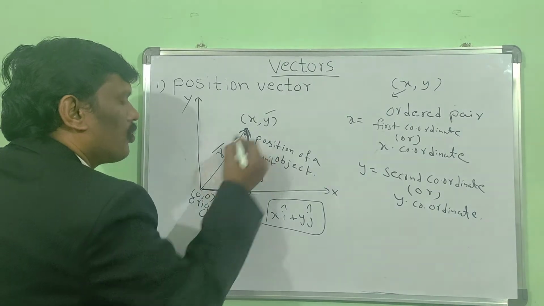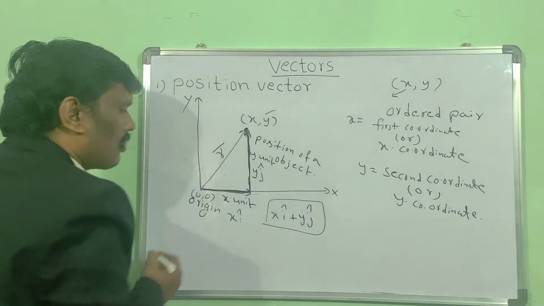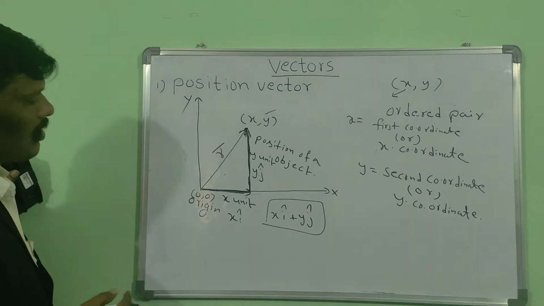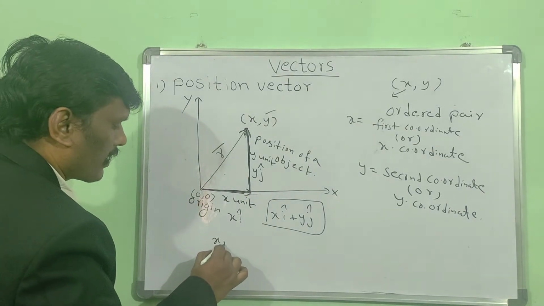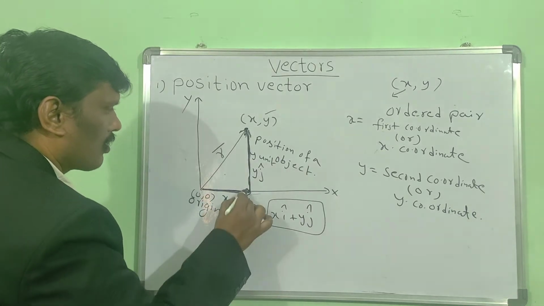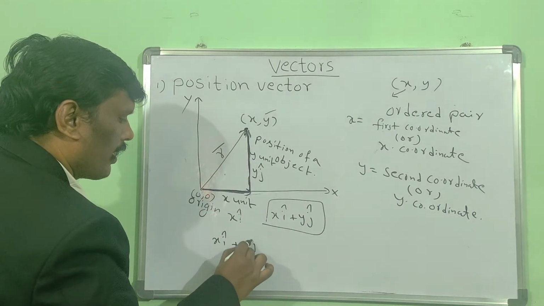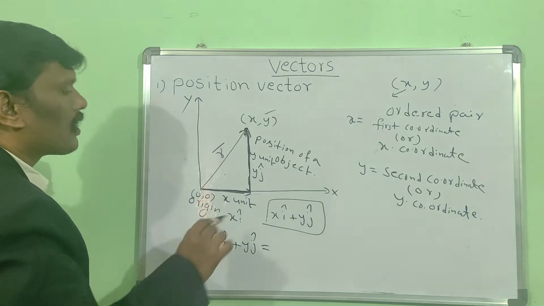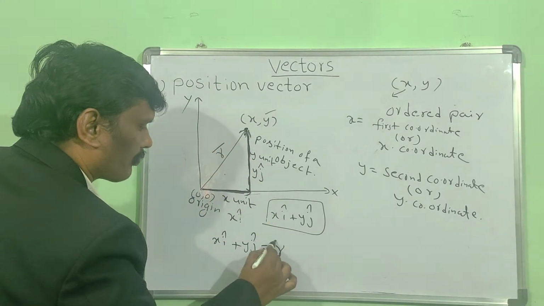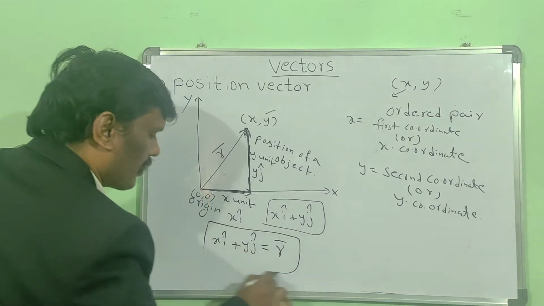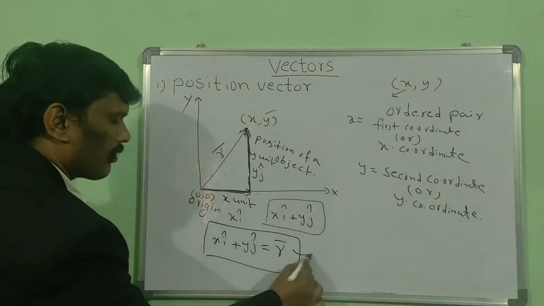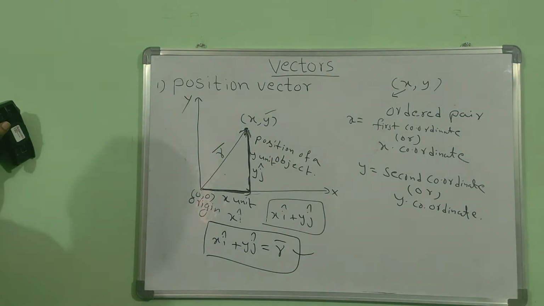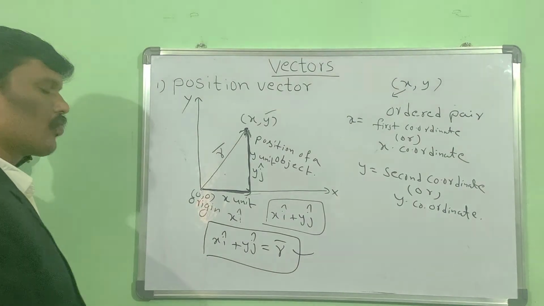So these are the two vectors taken in the same order, and this is the position vector taken in the reverse order. At the time, how to write the triangle of vector addition? x i cap, this vector, plus y j cap, this vector. Addition of these two vectors will give the resultant vector, that is r bar. That's why we are going to write any position vector in Cartesian coordinates in this manner. This is the complete explanation of how we are going to get position vector x i cap plus y j cap.